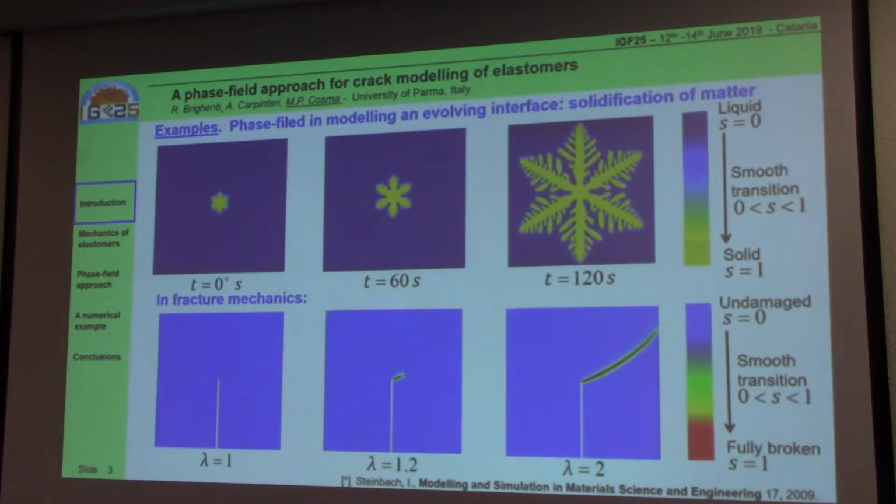One can see in the first three images a physical problem, solidification of matter. One can see that when the material is in a liquid state, the phase field variable is equal to 1, while when the material is in a solid state, the phase field variable is equal to 0. Sorry, before it was equal to 0. And during the transition, this variable can range smoothly between 0 and 1. In fracture mechanics, we have the same concept, but of course, the two phases are the undamaged material and the fully broken material.